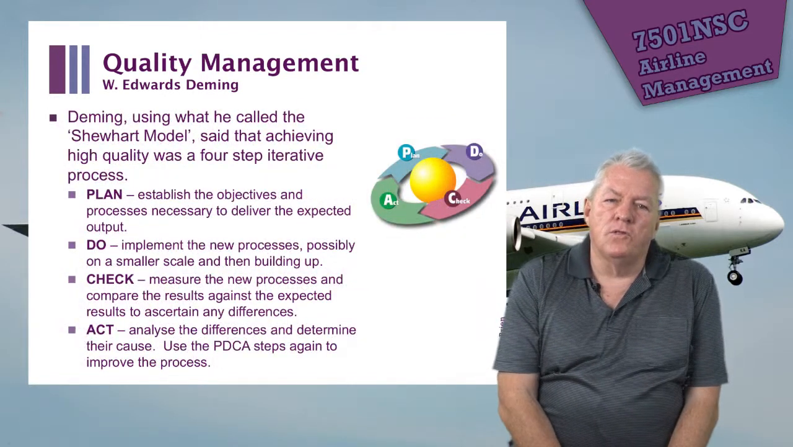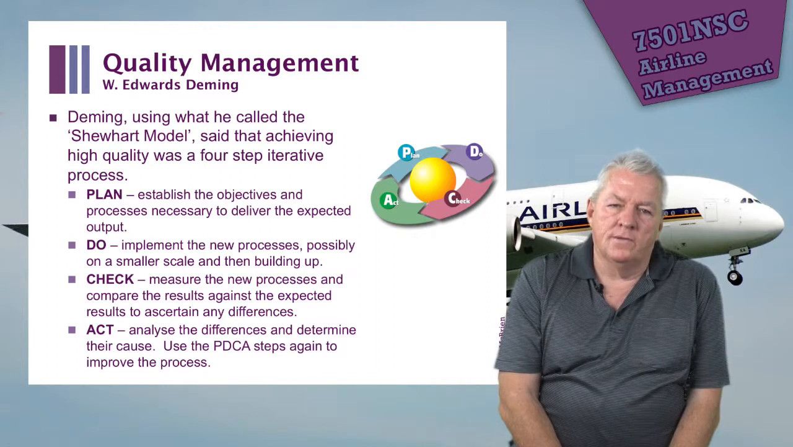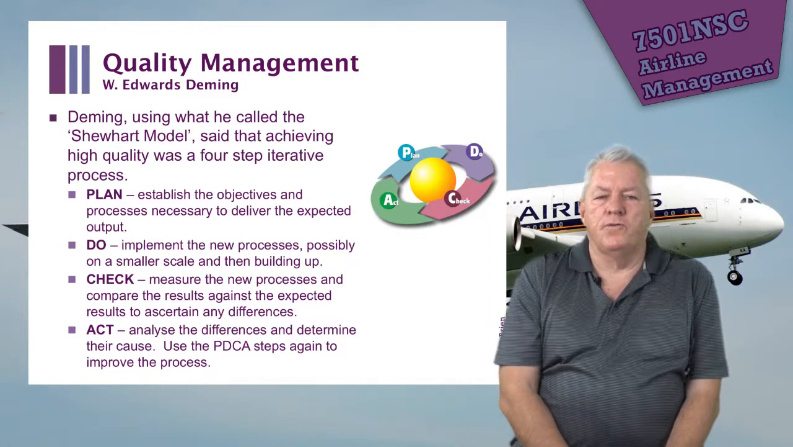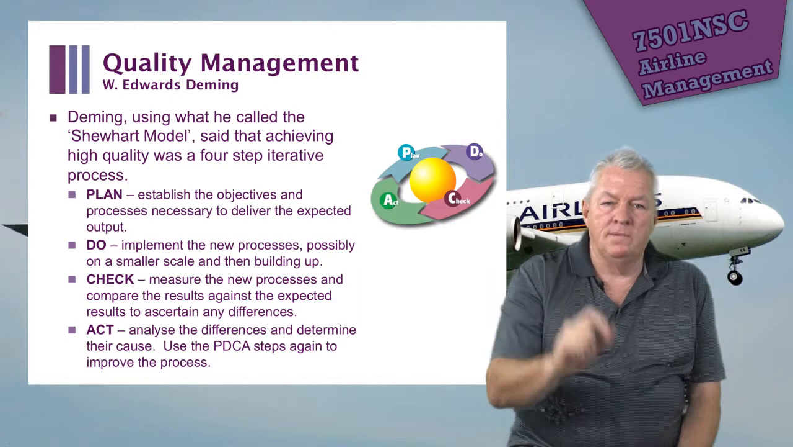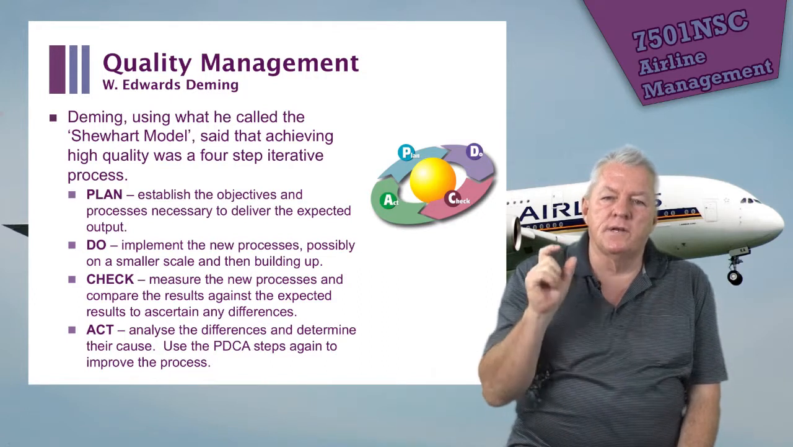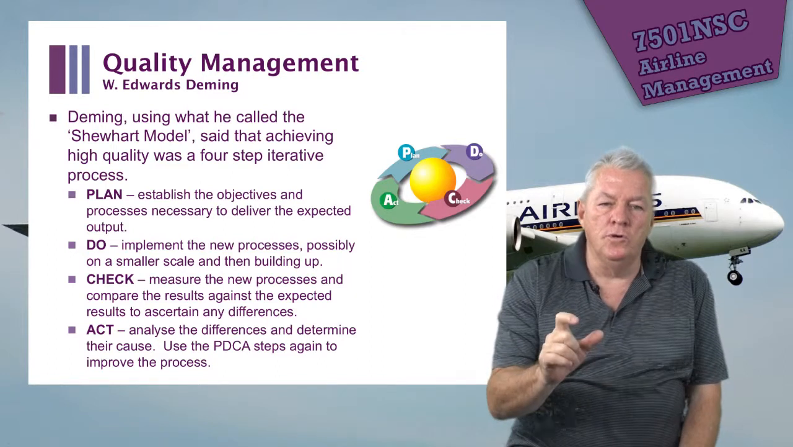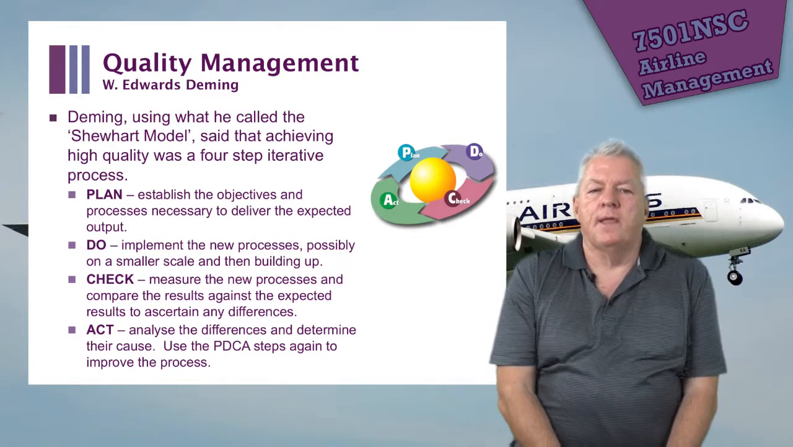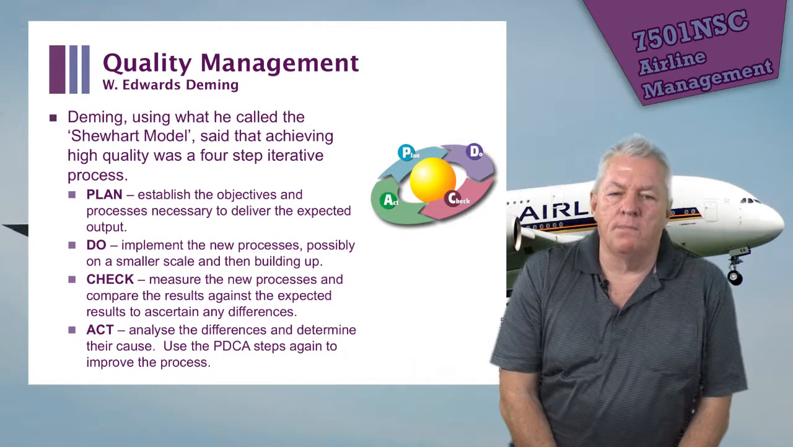Deming used what he called the Shewhart model, saying that achieving high quality was a 4-step program. You need to plan, so you establish the objectives and processes necessary to deliver the expected output. You implement the processes, especially on a smaller scale, and then build up.